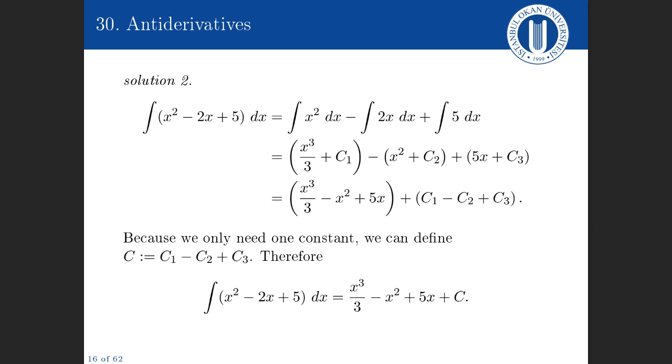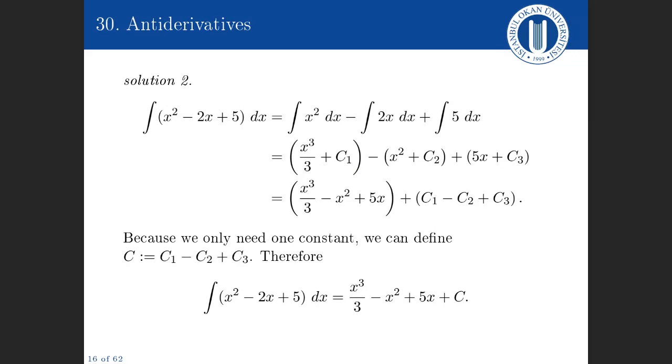Or we could use the sum rule to split this up into 3 easier integrals. Instead of integrating our whole function, we could integrate x squared, and then minus, integrate 2x, and then plus integral of 5. An antiderivative of x squared is x cubed over 3. That means the general antiderivative of x squared is x cubed over 3 plus a constant. The general antiderivative of 2x is x squared plus a constant. And the general antiderivative of 5 is 5x plus a constant.